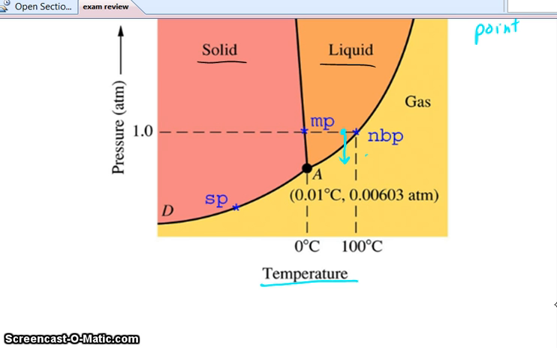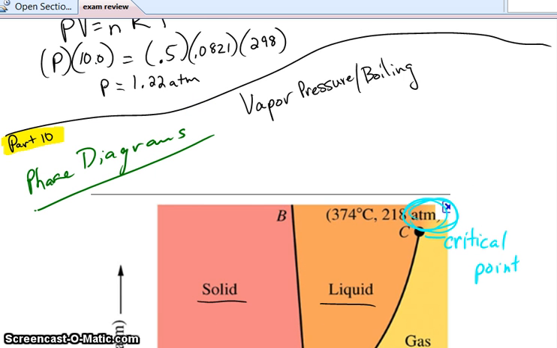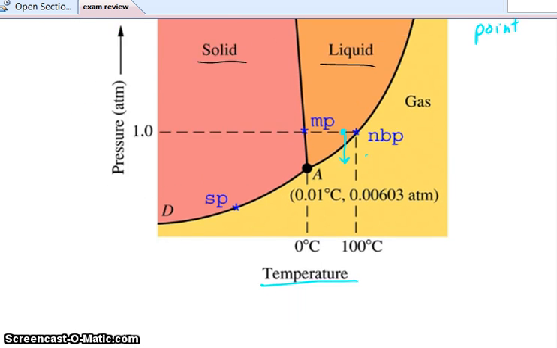All right. Along the lines of boiling and all that stuff, I wanted to talk about vapor pressure and boiling today. I'm going to scroll back down to it and do it on the bottom.